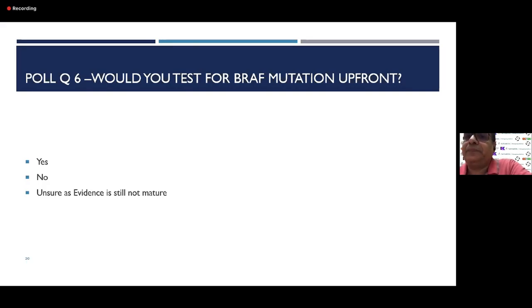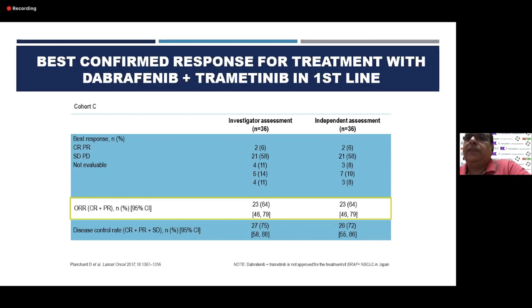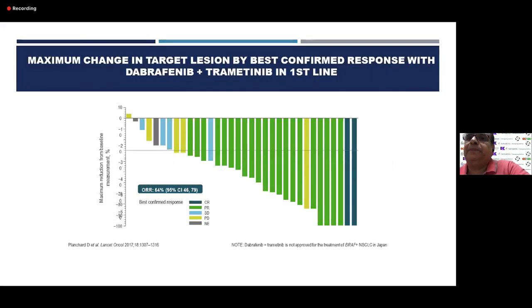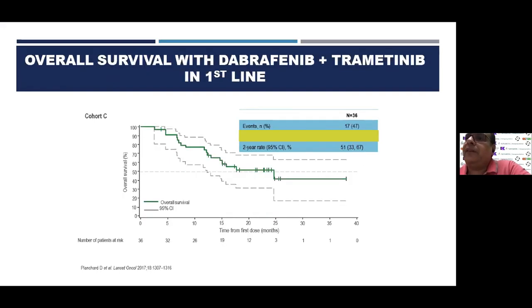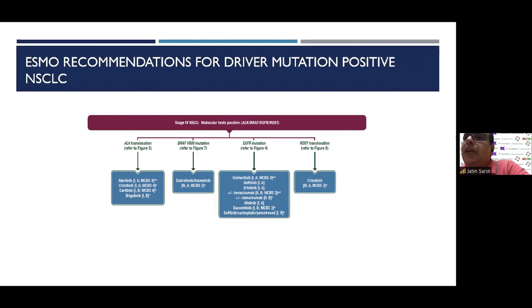Next slide. So the same is with the first line responses. Next slide, please. Next slide. So again, to stress the same point, this has also been shown by Dr. Ulhas. I don't want to repeat it. Next slide. So these are the recommendations. We test all these mutations upfront. Next slide.